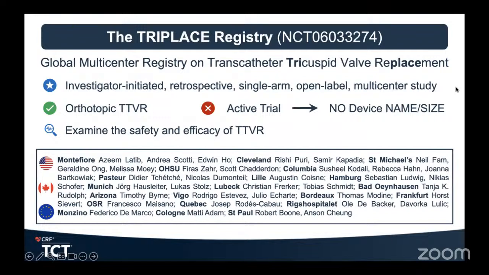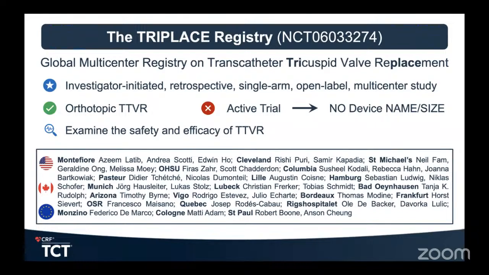So this is why we initiated this registry, the TriPlace registry. This is a global multi-center registry on transcatheter tricuspid valve replacement. It's investigator-initiated. It was initiated together with Dr. Latif here in Montefiore, Rishi Puri from Cleveland Clinic, Neil Pham from St. Michael's, and Thomas Modine from Bordeaux. And we invited all the co-investigators you see here below, plus many others that joined later.